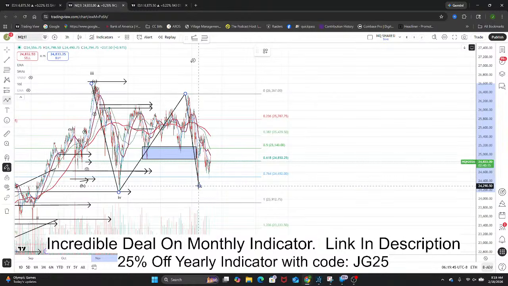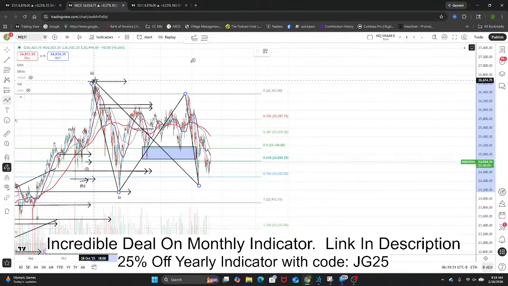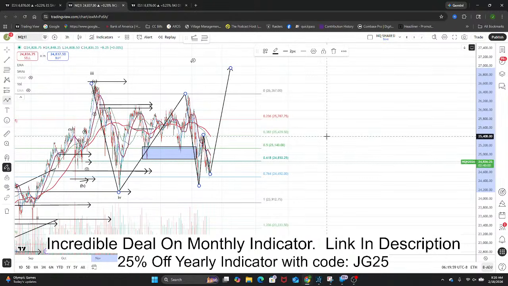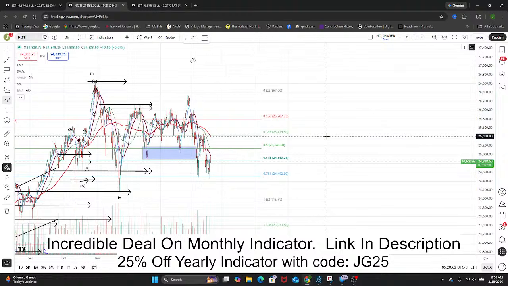Remember, we're in diagonals. That's why you're getting these A, Bs instead of 1, 2s, because every wave is a 3 wave. So wave 4 was 3 waves, wave 3 was 3 waves, wave 5 would be 3 waves, as well as 1 and 2. Anyway, A, very deep B, and then 1, 2 of C, which points us to about 27,000 for all-time highs.